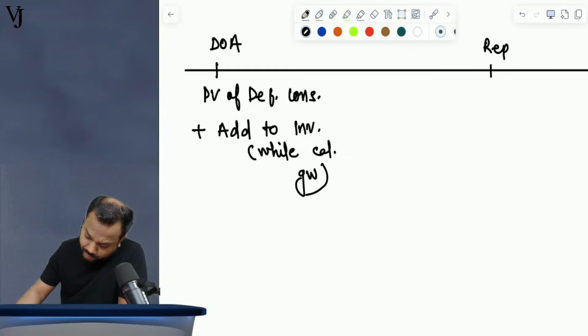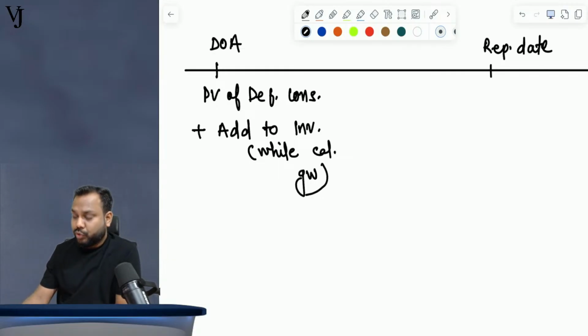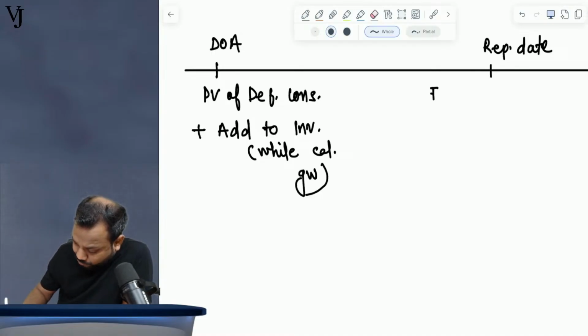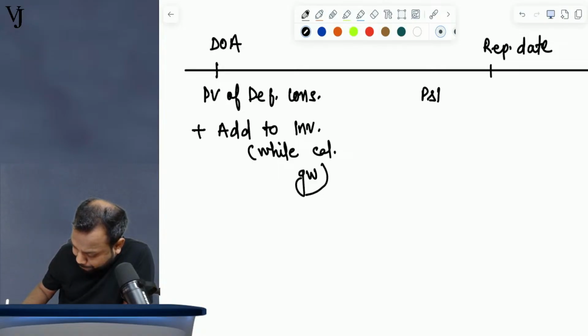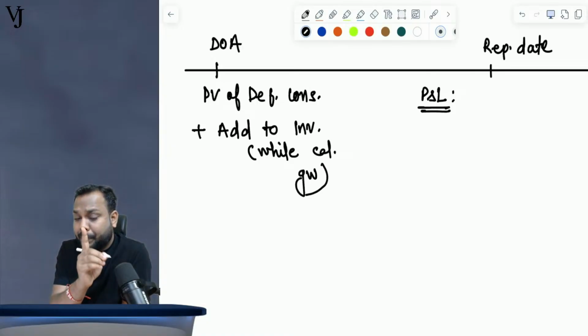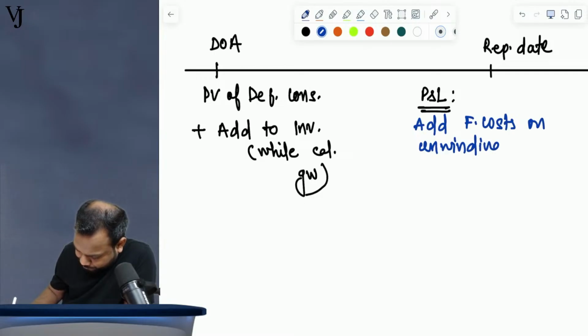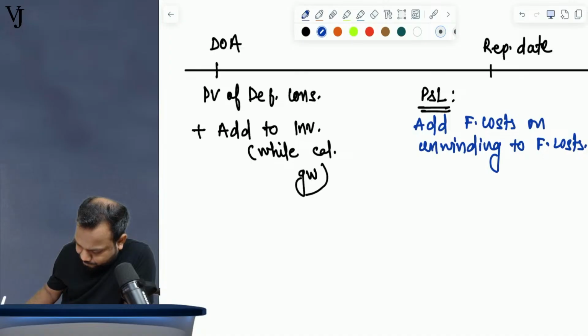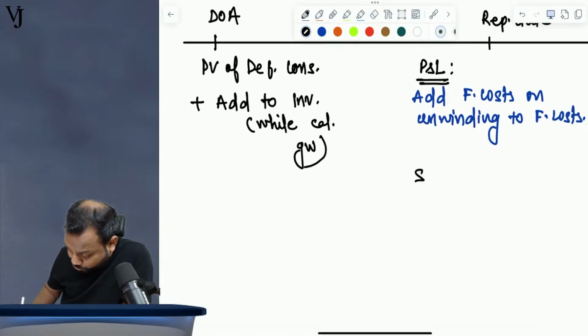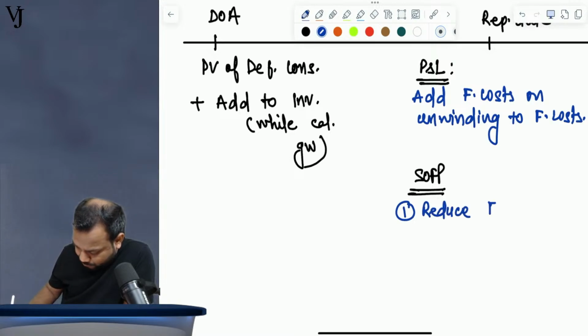Now, the reporting date, on the date when you are preparing the SOFP or the P&L. If the question is from the SOPL perspective, add finance costs on unwinding to finance costs. But if the question is from the SOFP perspective, then what will you do? Two things. One, reduce finance costs from consolidated retained earnings.